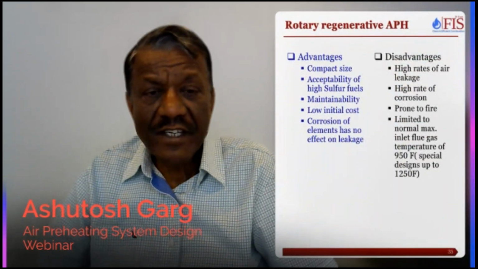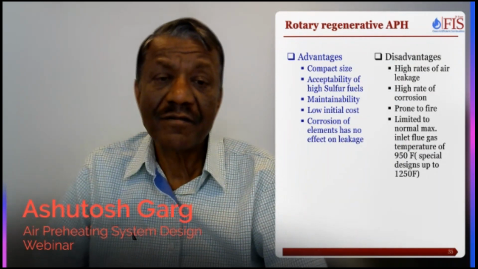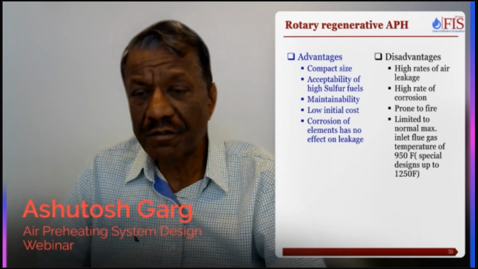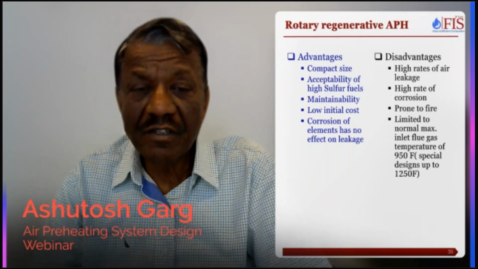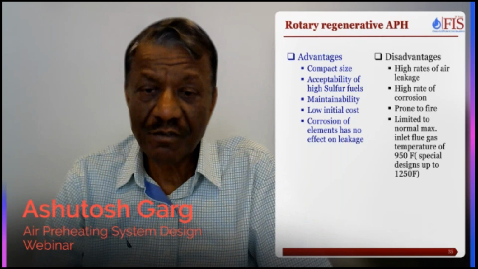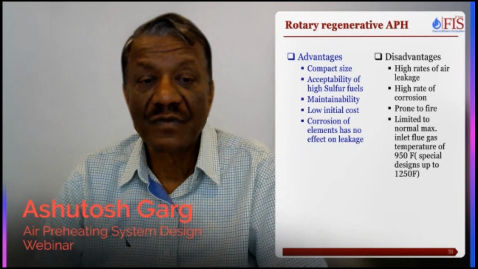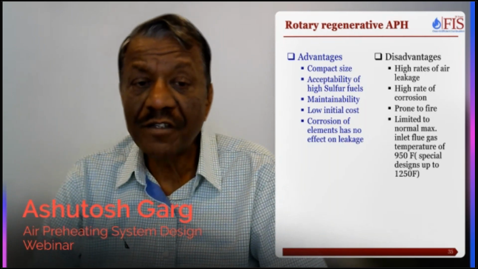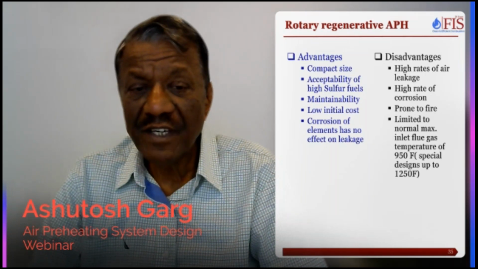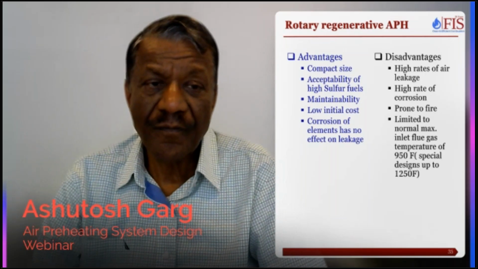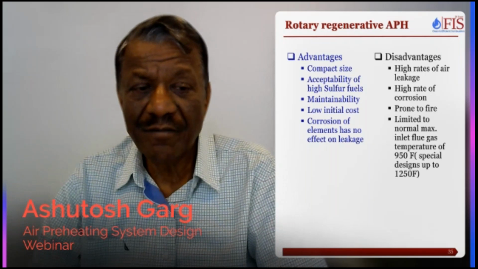These are the advantages of rotary air preheater. Compact size, you can fire even high sulfur fuels. In fact, it is used in coal firing all over the world for generating power. So it's tolerant to dirty flue gases. Maintainability is good, cost is very low, so that's the main driving factor. And corrosion of elements has no effect on leakage. Disadvantage is high rate of air leakage, corrosion, prone to fire.